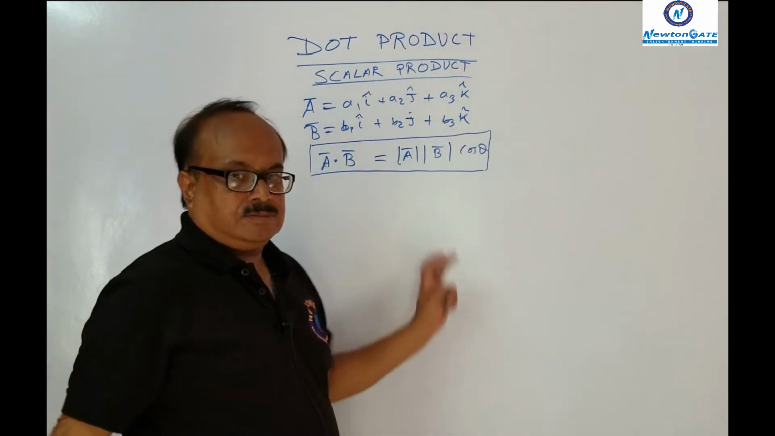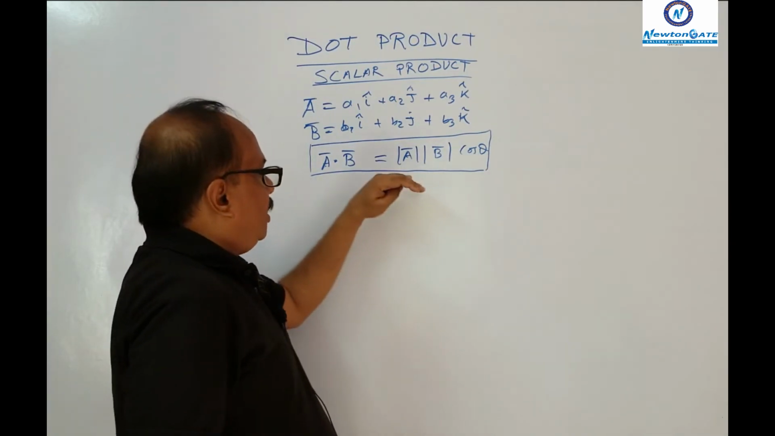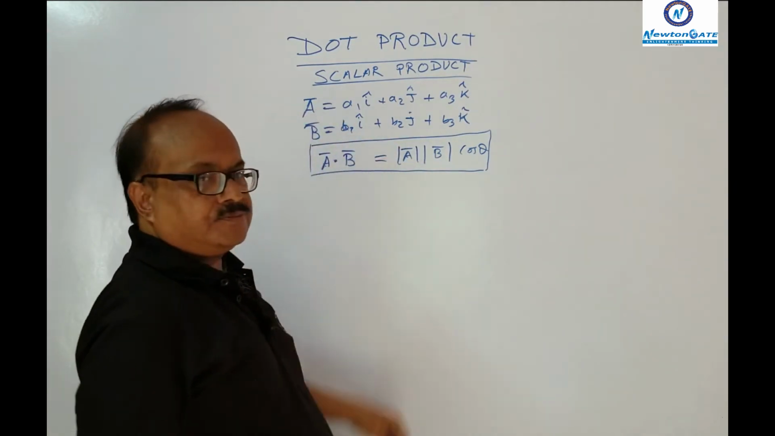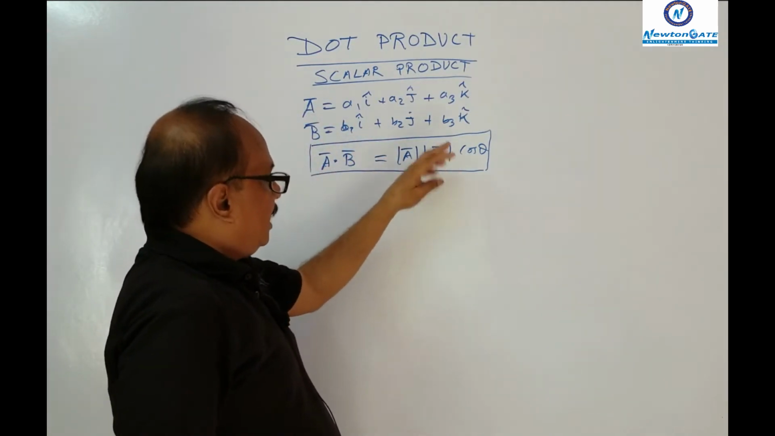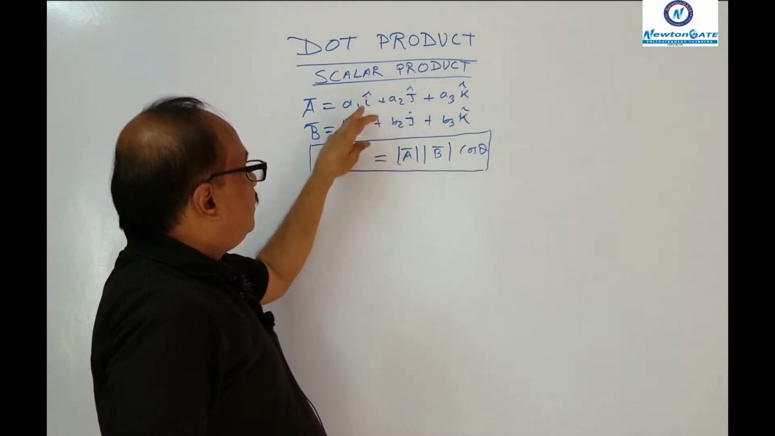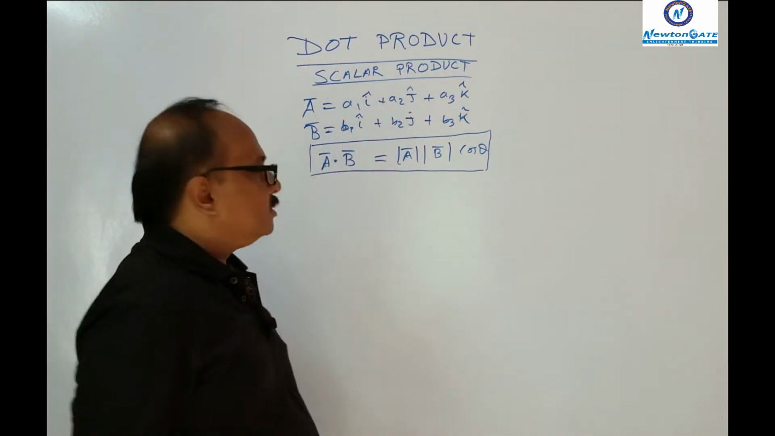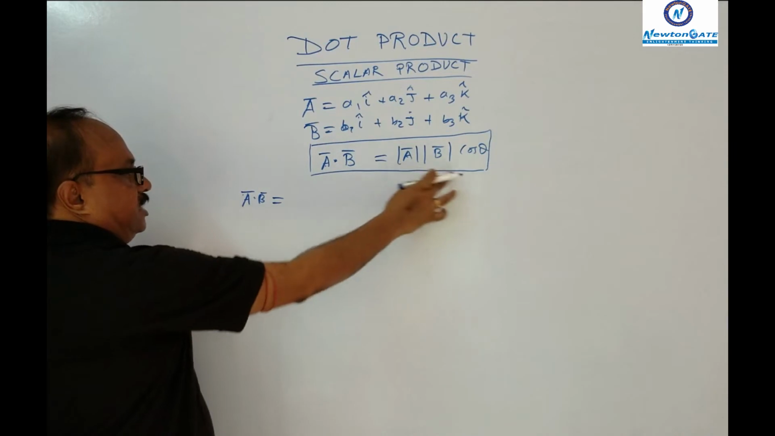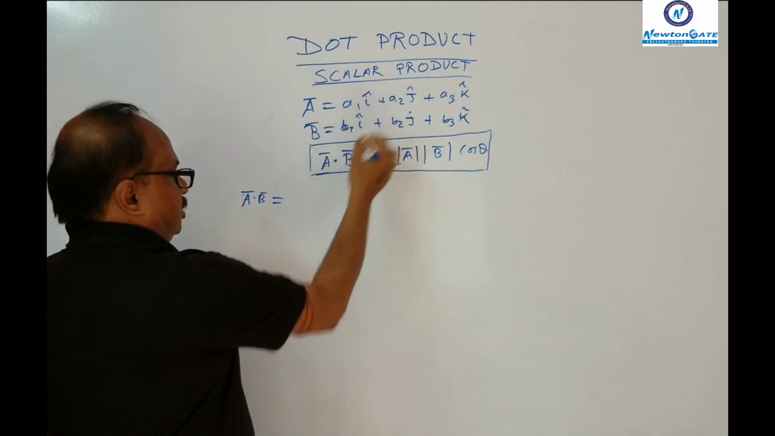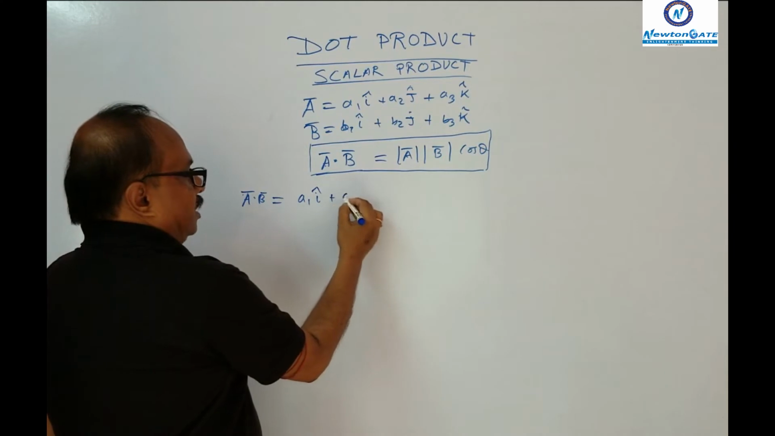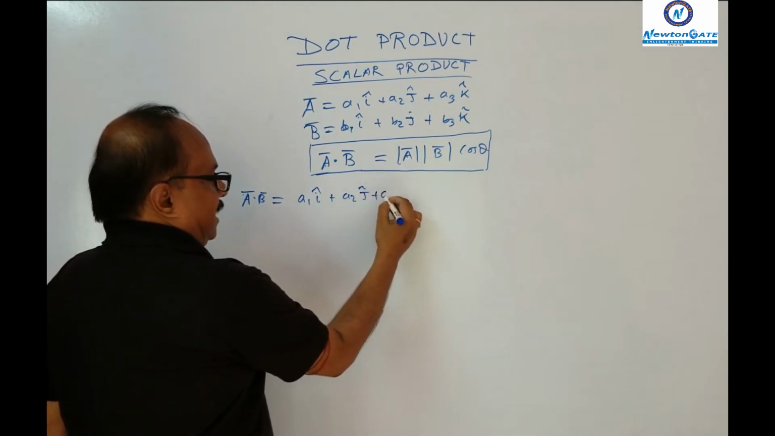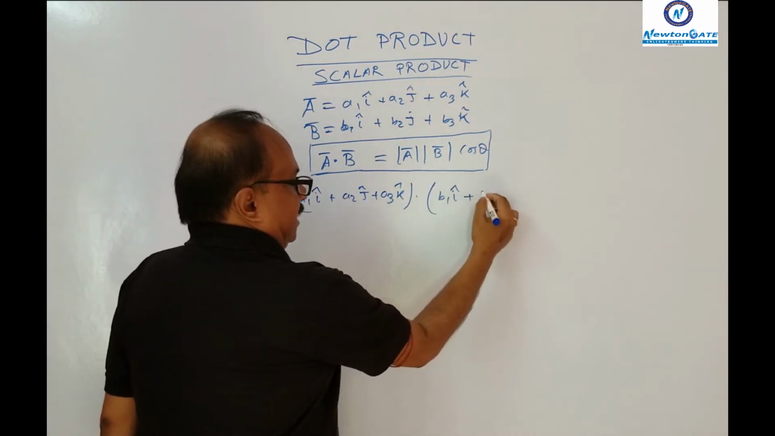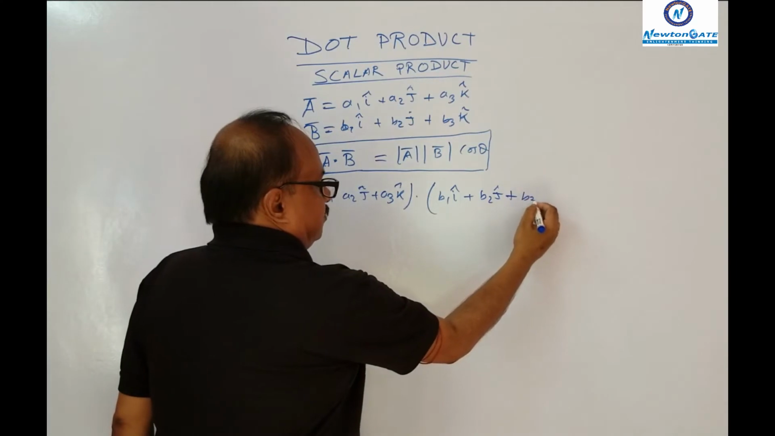This is the definition of the dot product. Now, I want to do this dot product with these two vectors. Let's see what happens. After doing the dot product with these two vectors, what will we get? Let's do it. Vector A dot B, manually. This is the formula for a dot product. So let's do A1i plus A2j plus A3k dot B1i plus B2j plus B3k.